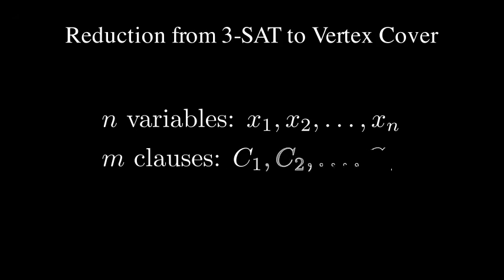Recall that an instance of the 3-SAT problem consists of n variables and m clauses, where there are exactly 3 literals in each clause. A literal is a variable or its negation, and a clause is a disjunction of literals. The input is always a conjunction of the clauses.